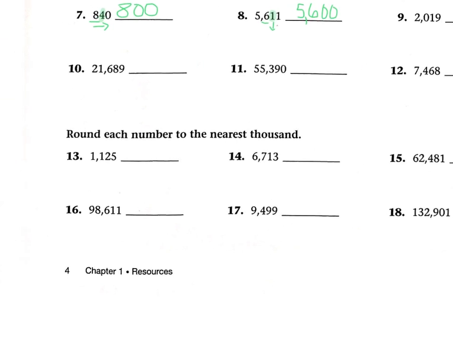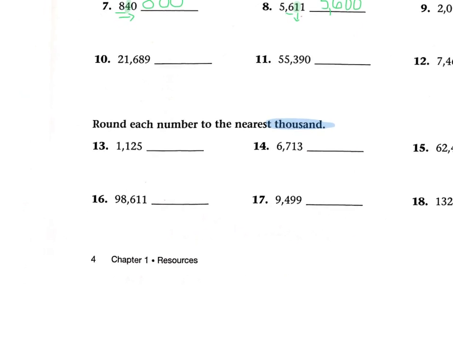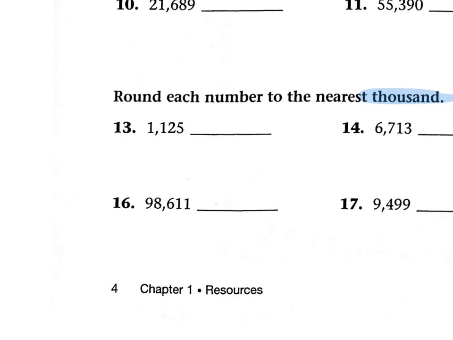And the last section down here, round each number to the nearest thousands. The thousands place is the fourth number to the left. So I'm going to look all the way up here, 1,000. So that first 1, I'm going to round it. So I look at the 1 to the right of it, and the 1 is going to stay the same because it's less than 5, so I'm going to have 1, and then everything to the right becomes a 0. So I will have 1,000. So 1,125 rounded to the nearest 1,000 becomes 1,000.